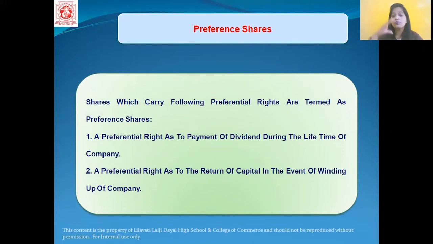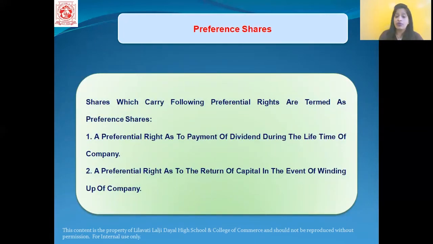So what is preference share? First, let us understand that. Shares which carry the following preferential rights are termed as preference shares. Let's see what two rights they have. First, a preferential right as to payment of dividend during the lifetime of the company.